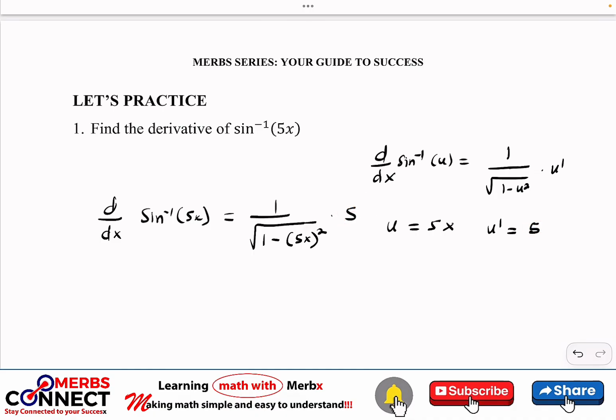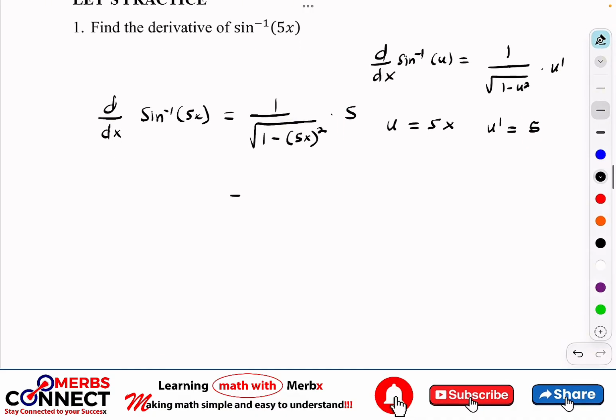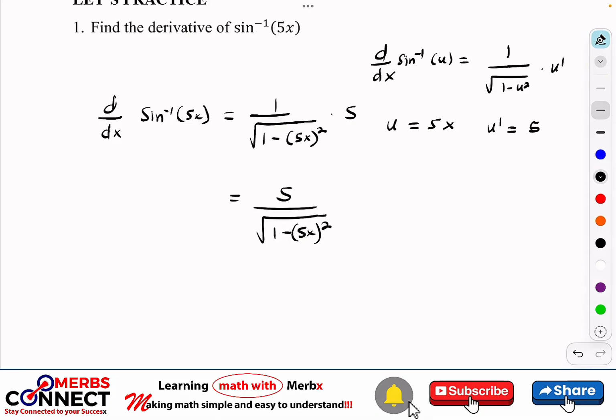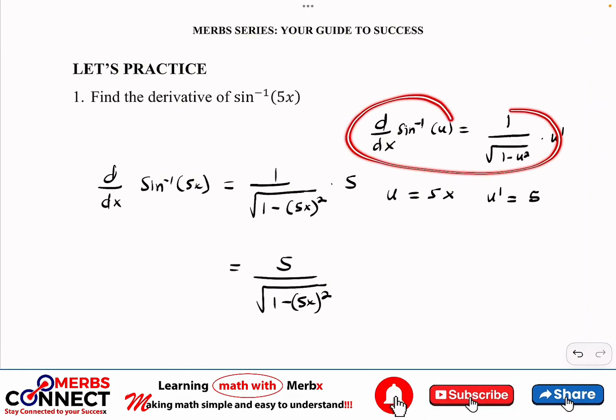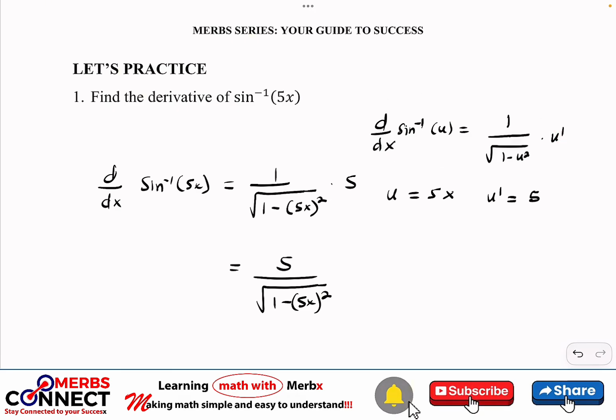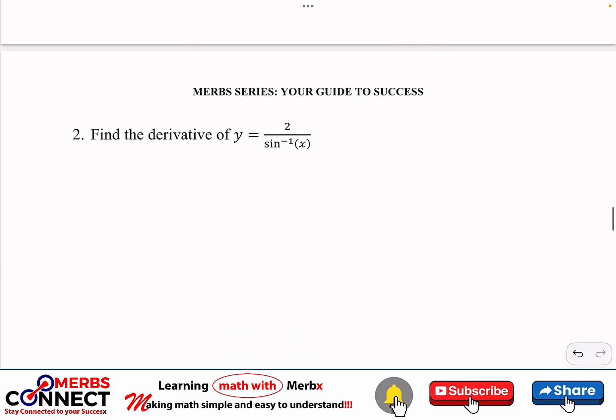So finally, we are going to have something like this: 5 divided by square root of 1 minus 5x all squared. Great. So this is what we are going to get. As soon as I know this, I can do everything possible with sine inverse of anything that I want to do with respect to x. Let's take another one.